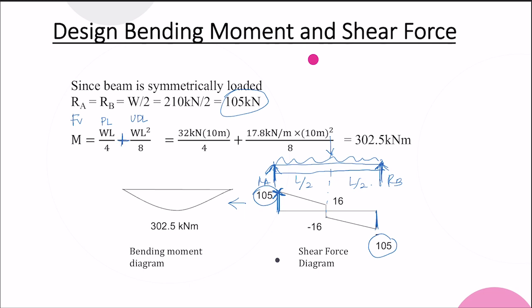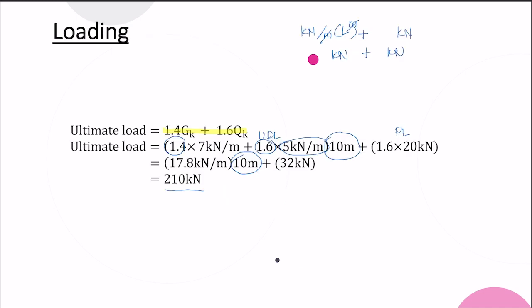But there is a caveat here: for WL over 4, you can use this formula if the point load is at the midpoint, the mid center of the beam. Really exactly at the center, then only can you use WL over 4. Then just put in the formula for the point load, where we get the value of 32 here.